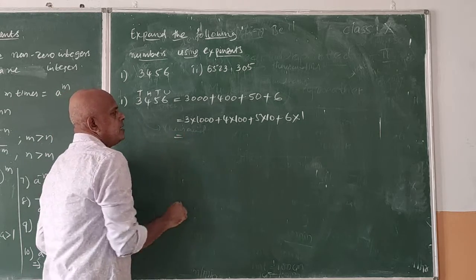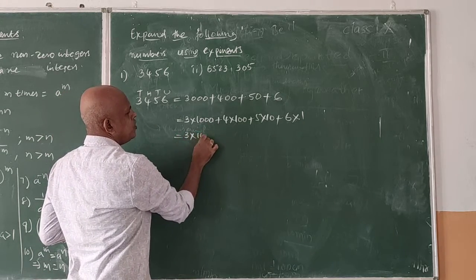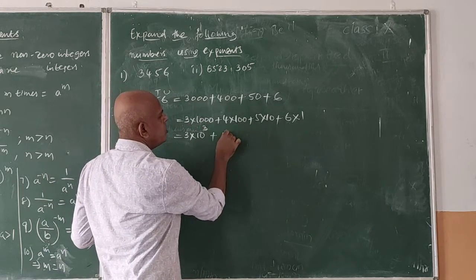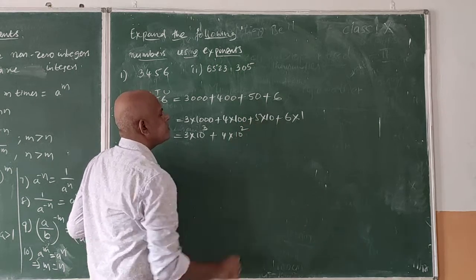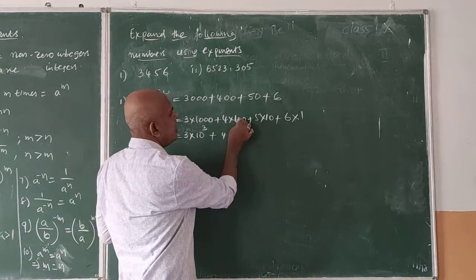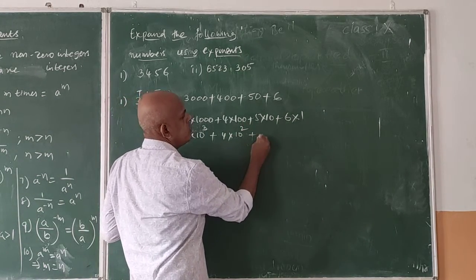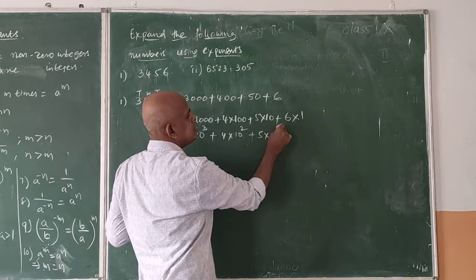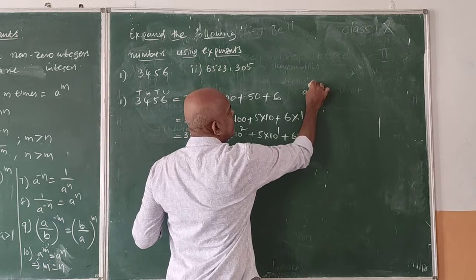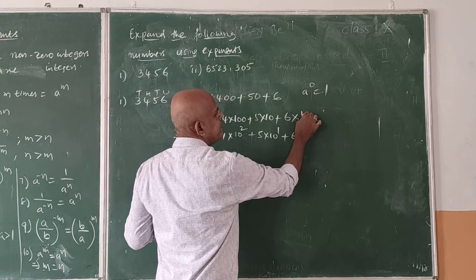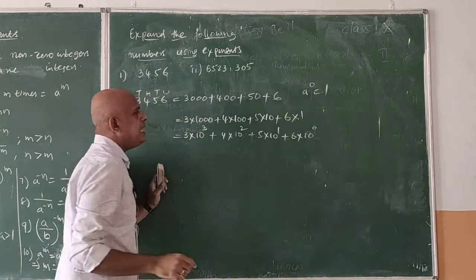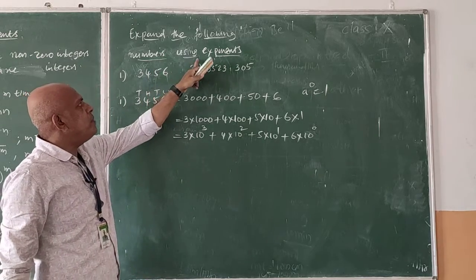Now here, 3 into 1000 means 10 to the power of 3 we can write, plus 4 into 100 can be written as 10 square, 10 into 10. 1000 is 10 into 10 into 10, so 10 to the power of 3, and 100 is 10 into 10, 10 square. So 5 into 10 to the power of 1, and 6 into, as we learned now, a power 0 is equal to 1. Similarly, this 1 can be written as 10 to the power of 0. In this way, we are writing the given number in the expanded form by using exponents.